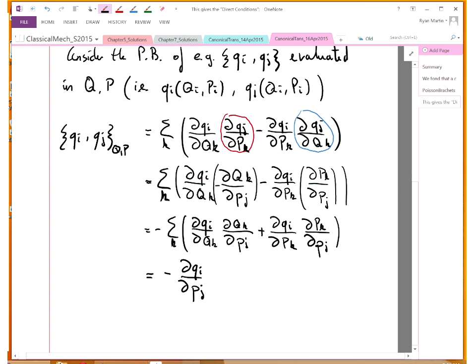Right, so in the first term I have ∂lowercase qi by ∂capital Qk, and then ∂capital Qk by ∂pj, and then the second one I have ∂qi by ∂capital Pk, ∂capital Pk by ∂pj, summed over all k's. That is exactly like saying ∂qi by ∂pj. But now ∂qi by ∂pj, we also know that's equal to 0 because qi and pj are independent coordinates in the untransformed frame. So that's got to equal 0.